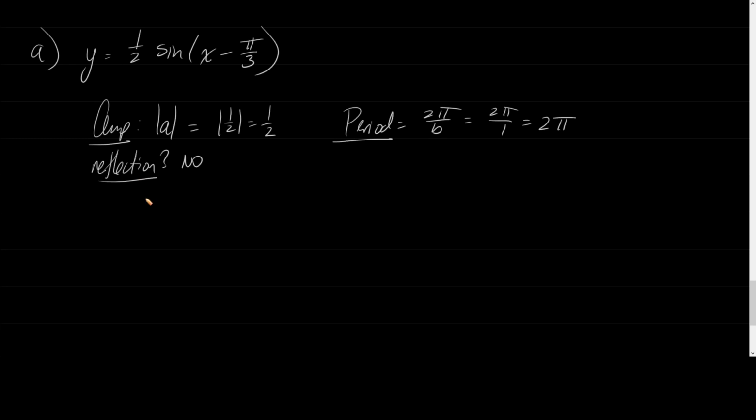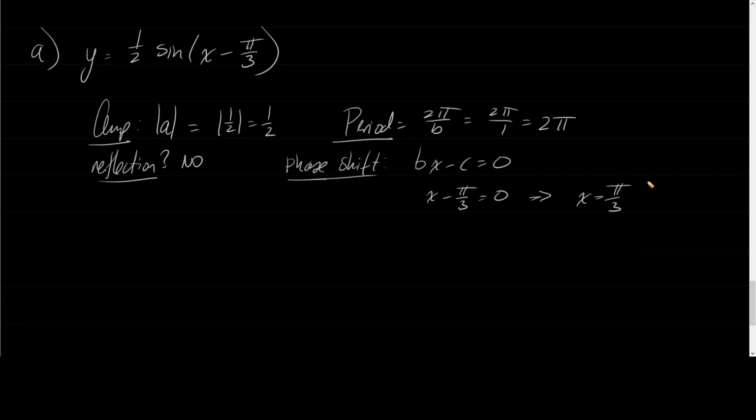Now, in here with the phase shift, I want to talk about something that's very related to this. So first, I'm going to say, well, bx minus c is equal to 0. So in this case, we have x minus pi over 3 equals 0, which tells us that x is equal to pi over 3.